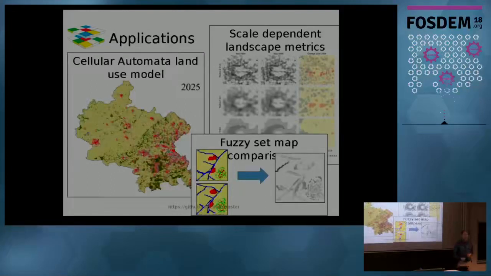So what kind of applications do we have? I use it for cellular automata land use modeling. I use it for skill-dependent landscape analysis. I use it for fuzzy set map comparison, and all of these things can be done very efficiently thanks to the clever design of the library, I would say.